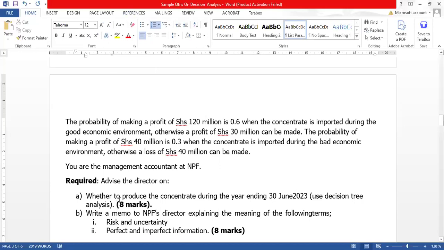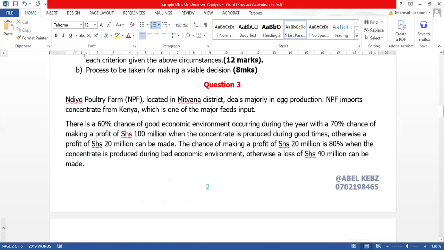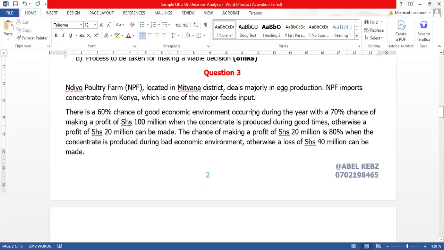What are they telling us? They are telling us that Ndio Poultry Farm, that is NPF, located in Nimitiana district, deals majorly in egg production. NPF imports concentrate from Kenya, which is one of the major feed inputs.